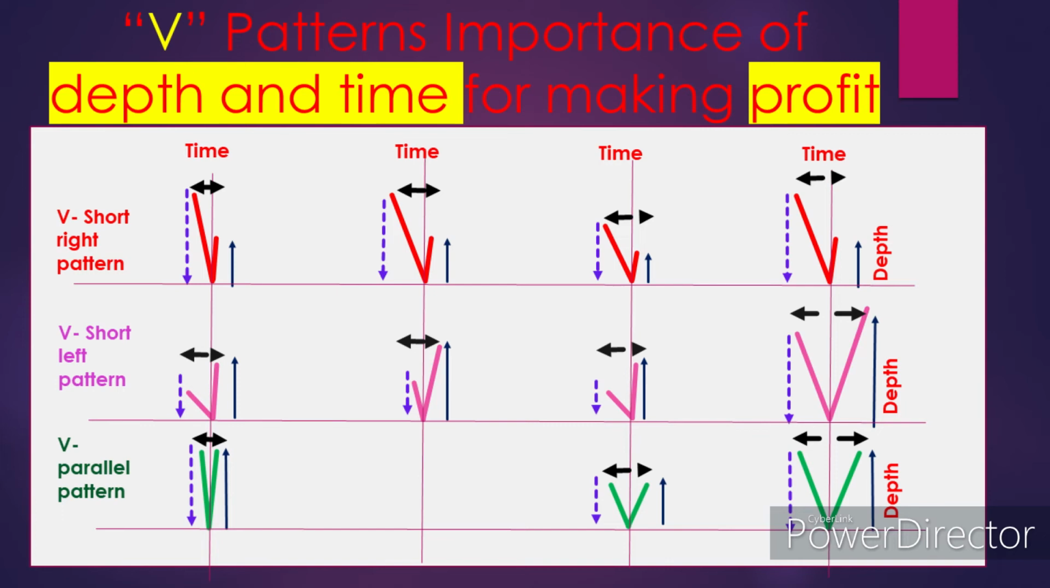But in the second case, the short left V pattern, the time is almost the same, which we can see here, but the important factor is that the depth is different, which is just opposite to the first case. In the second case, the short left V pattern, the M node entry is the best place to earn more profit and less risk compared to the S node entry, which is very high risk and you may get a very short time to exit from the contract.